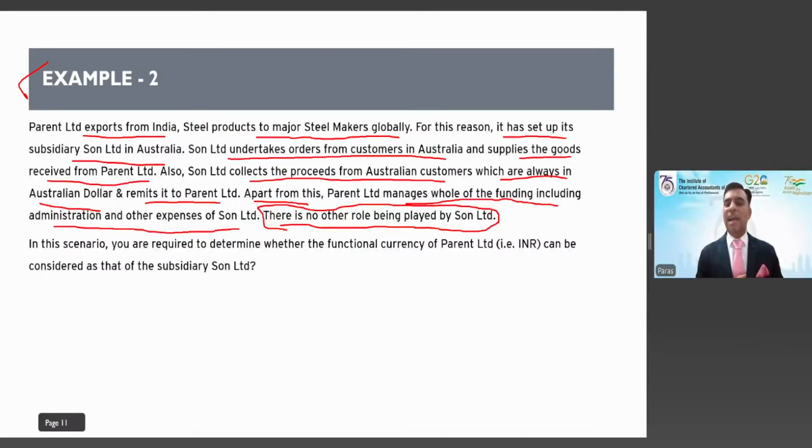So, basis these facts, we can conclude that Sun Limited is dependent on the parent entity, right? So the functional currency of the parent entity will become the functional currency of the foreign operation as well, right? So the question is asking, in this scenario, you are required to determine whether the functional currency of Parent Limited, that is INR, can be considered as that of subsidiary Sun Limited.